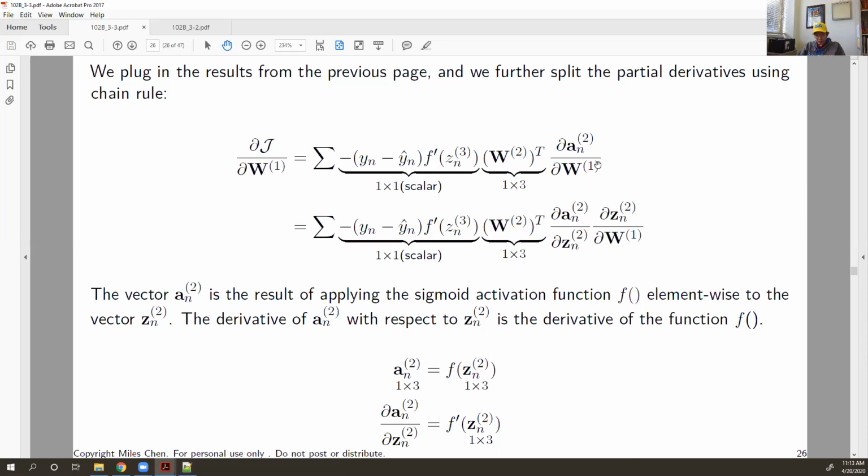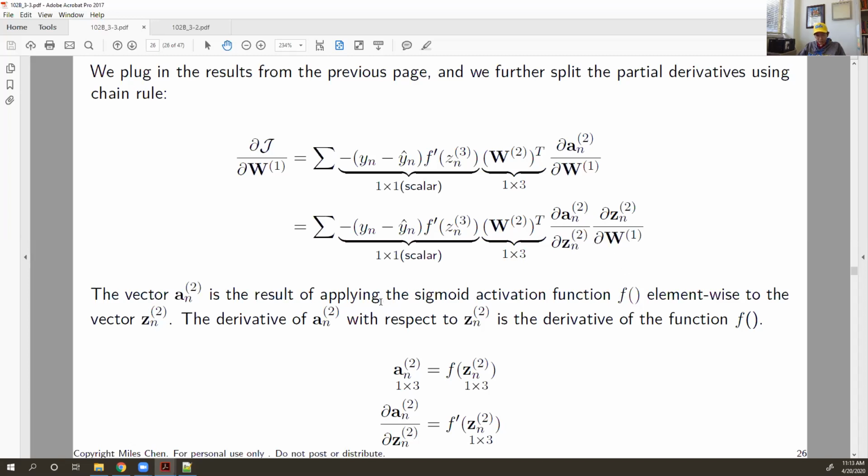Okay, so how does A2 change with respect to W1? Just like before, A2 is the result of applying F to the Z matrix. So we're going to say A2 changes with respect to the Z2 matrix, and Z2 changes with respect to the W1 matrix. All right, so we further split the derivative.